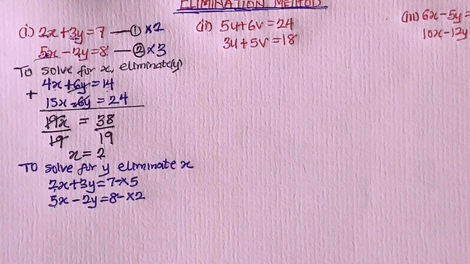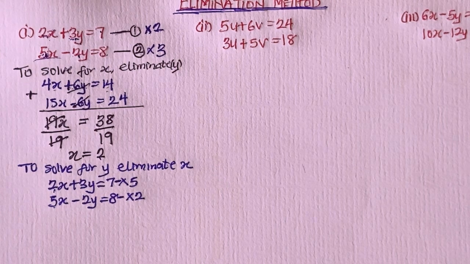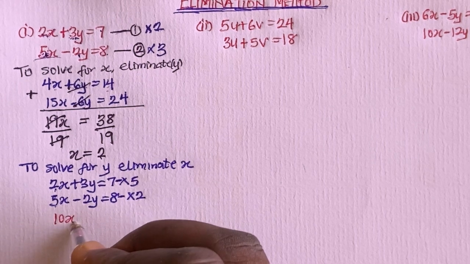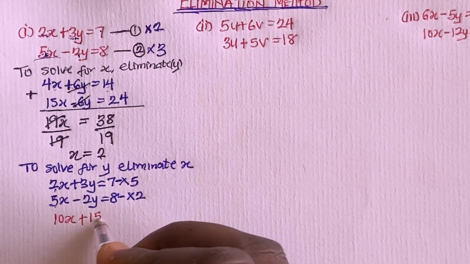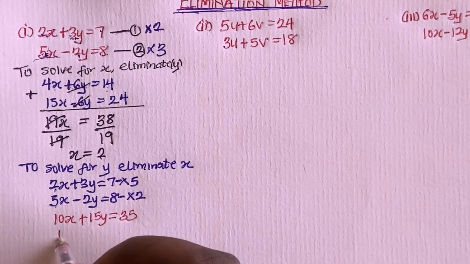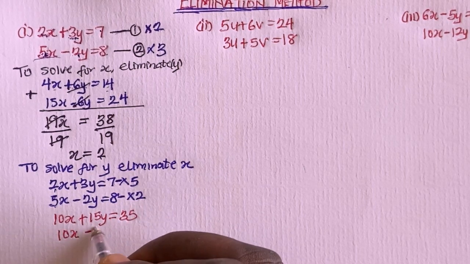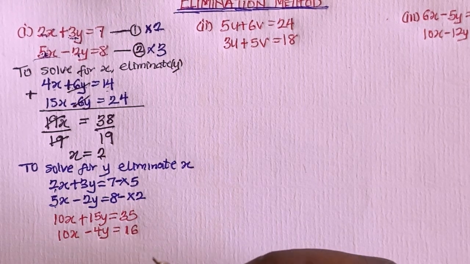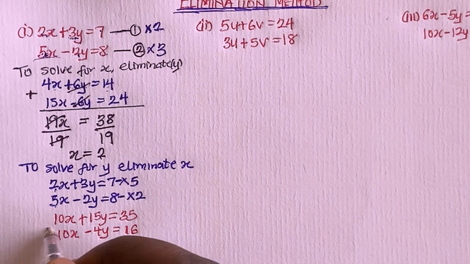Now, the next thing I'm going to do is simplify this. Simplifying this, that's 10x plus 15y equals 35. Then in this case, I'm going to have 10x again, then minus 4y equals, that's actually 16. So what I'm going to do now is subtract.